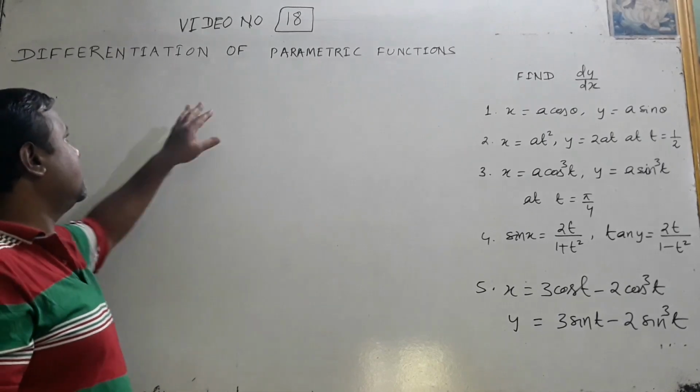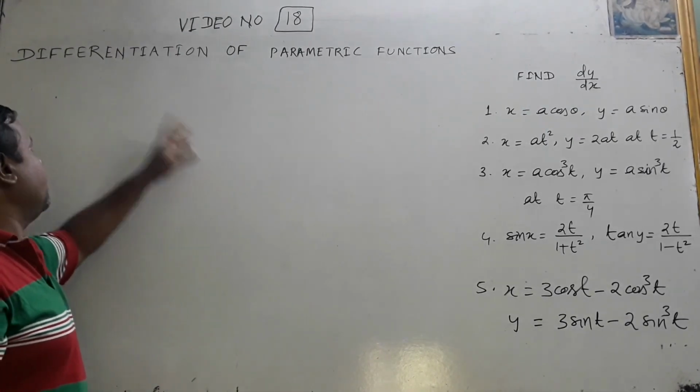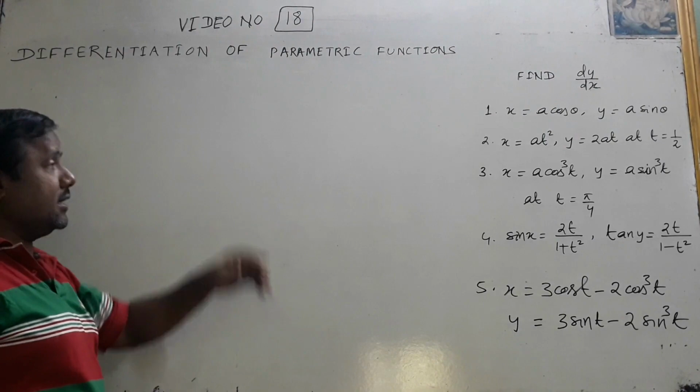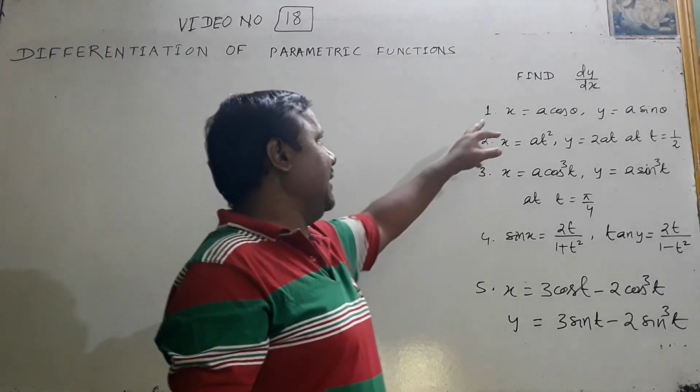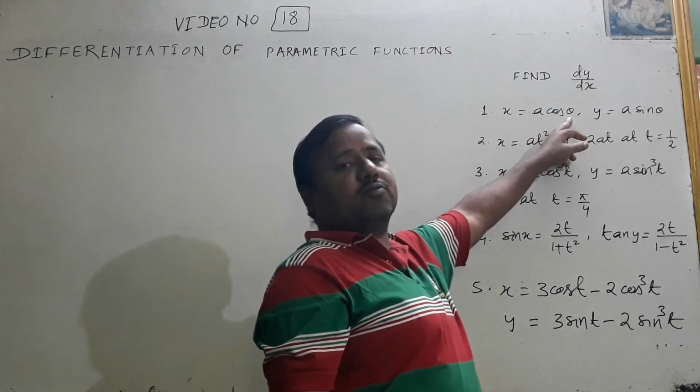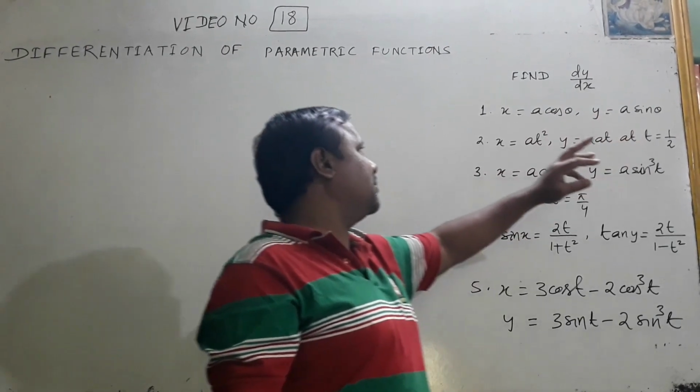Look at this. This is a parametric form. Differentiation of parametric form. Look at that. What is the parametric form? Here it's a very interesting thing. X is expressed in terms of theta. Y is in terms of theta.